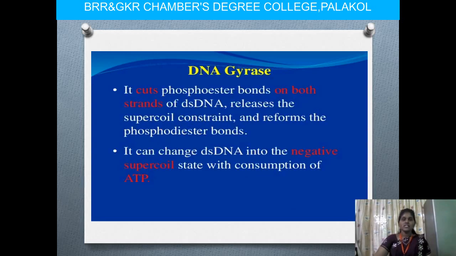The next one is DNA gyrase. Here it will cut the DNA or reconnect the DNA strands of double stranded DNA and release the supercoil constraints, and it also forms phosphodiester bonds. So it can change the double stranded DNA into the negative supercoiling state with consumption of ATP. We have two types, DNA gyrase 1 and DNA gyrase 2.